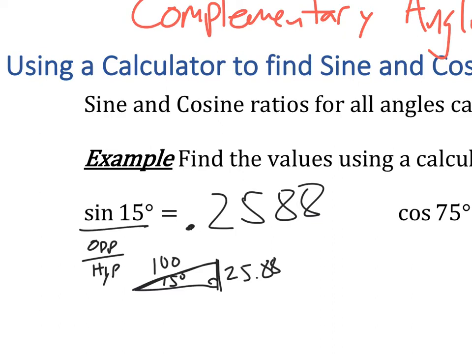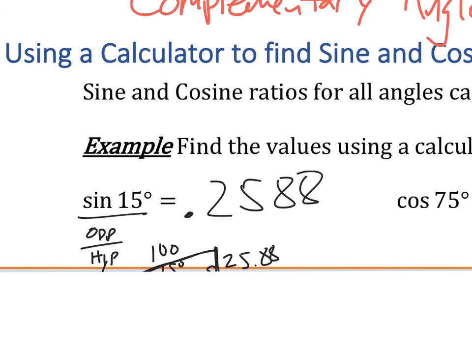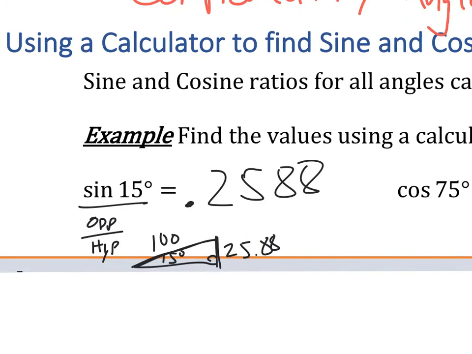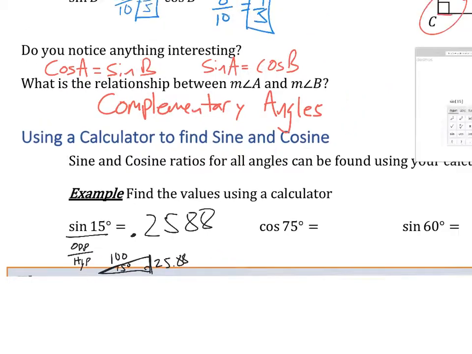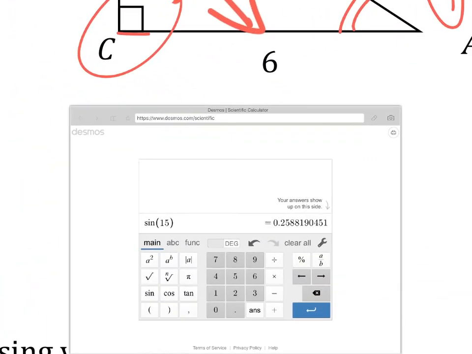So in a 15-degree triangle, this guy is 25%. All right, cool. Well, how about the cosine of 75? Let's check that out. So we've got the cosine. Let's enter there.